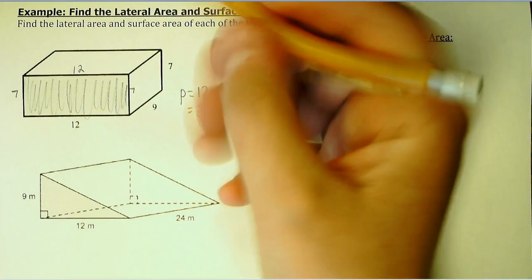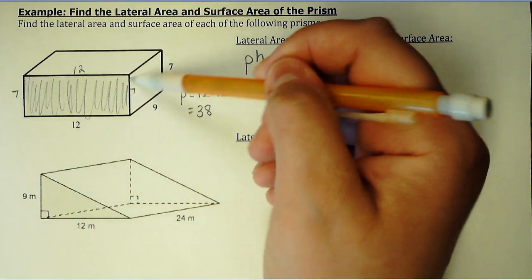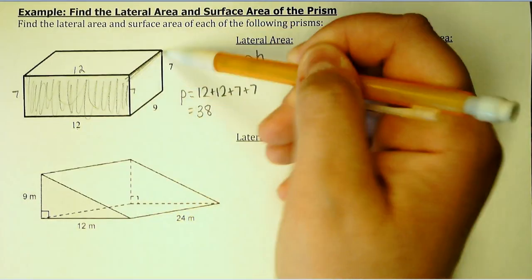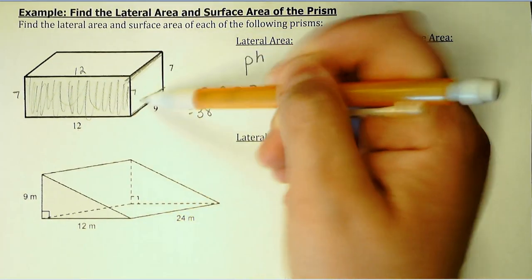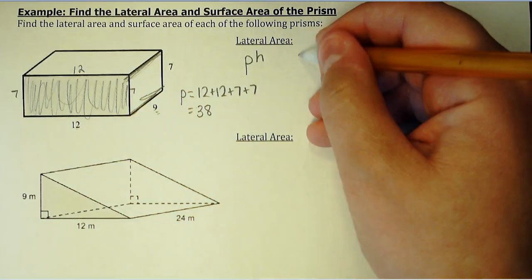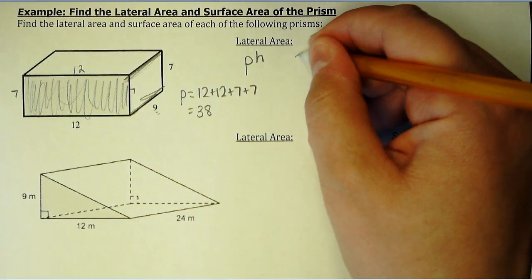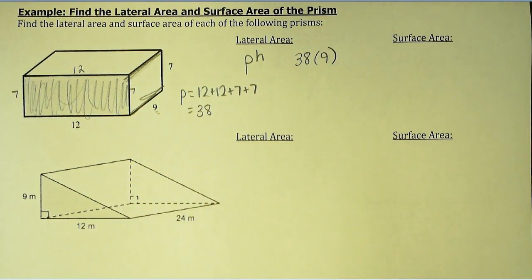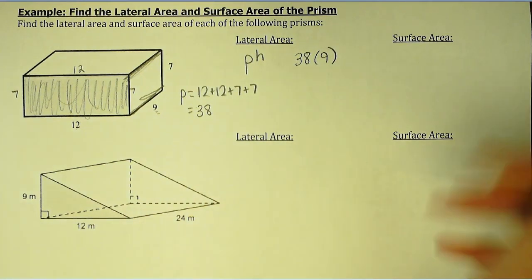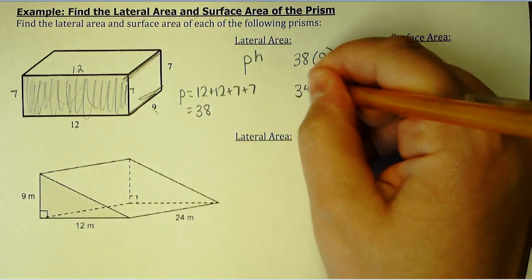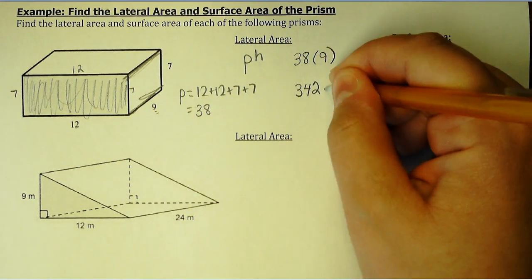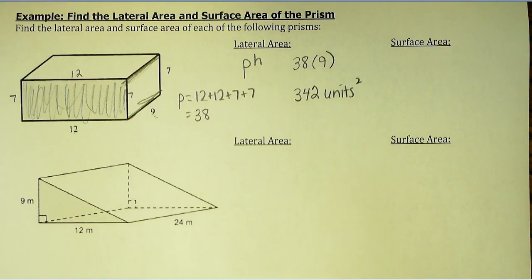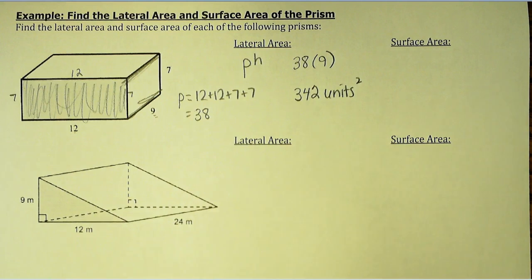Okay, now the height runs between the two bases. So if this is a base, the backside would be a base. So the height running between them is going to be the 9. So all you got to do for your lateral area, we're just going to take 38, that's our perimeter, times our height, which is 9, and I'm literally just going to multiply that. So this would be 342. Now we're talking about an area, and I don't have a label here, so we'll have to call that units squared.